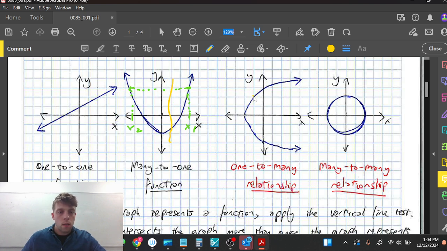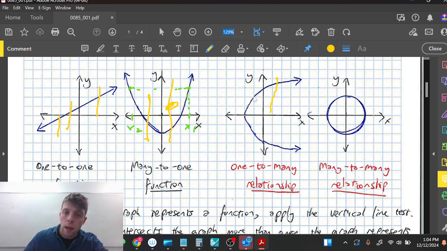We put in vertical lines. We can see that for both these graphs here, those vertical lines are going to pass through the graph once. So we can see it passes through here. There is only one output. Have a look over here.